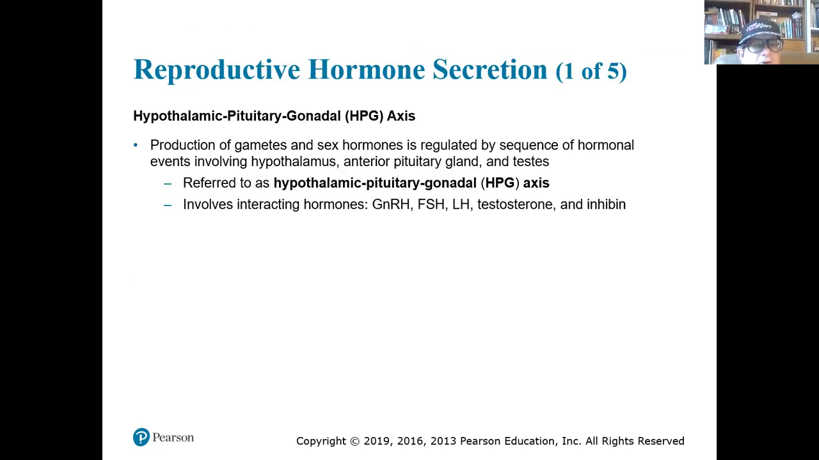All right, so the hypothalamic pituitary gonadal axis. The production of gametes and sex hormones is regulated by a sequence of hormonal events involving the hypothalamus, anterior pituitary, and testes, assuming you have testes. Referred to as the hypothalamic pituitary gonadal axis. And the hormones that are involved: gonadotropin releasing hormone, follicle stimulating hormone, luteinizing hormone, testosterone, and inhibin.